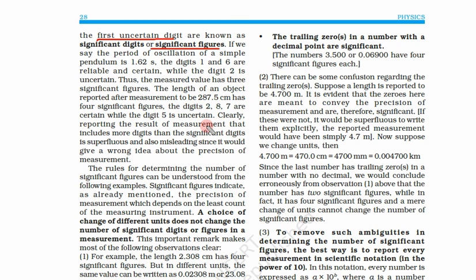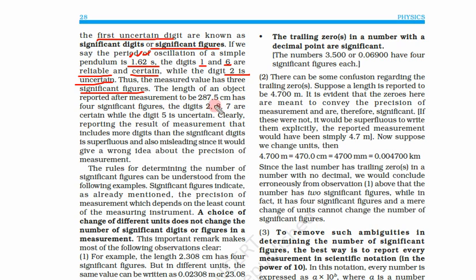Now let us understand this with an example. Suppose we say the period of oscillation of a simple pendulum is 1.62 seconds. The digits 1 and 6 are reliable and certain. We perfectly know that these are 1 and 6. But this digit 2 is uncertain because this can be 1 or 3. So the measured value has 3 significant figures. So how many significant figures? 1, 2 and 3. There are 3 significant figures.